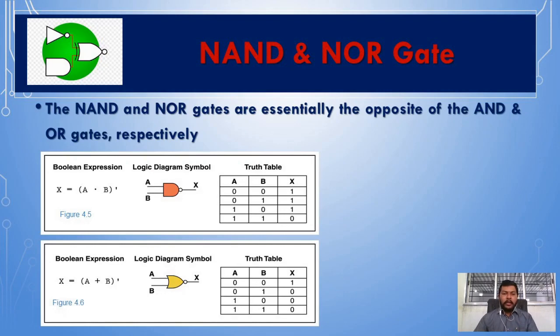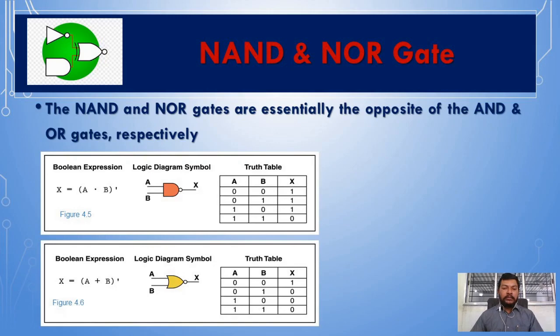Similarly, for the NOR gate, we are having the Boolean expression as the OR gate itself, but in addition to that, we have a complement also. So, we are having X equal to A plus B complement. The logic diagram symbol of this NOR gate is similar to the OR gate except for this bubble. So, OR plus NOT will give you a NOR gate, and the truth table shows that it is the opposite of the OR gate. When both the inputs are 0 0, then only the output is high, otherwise it is low.